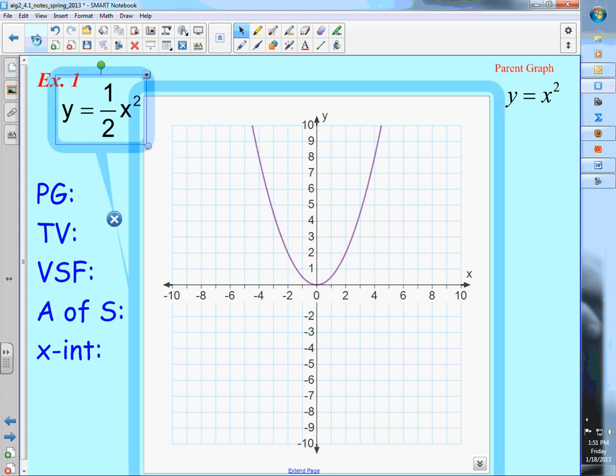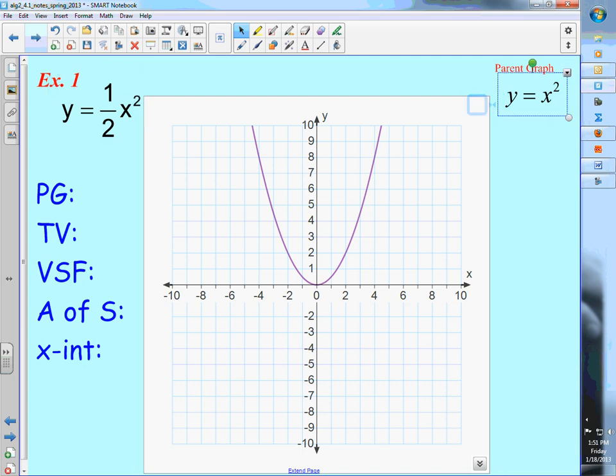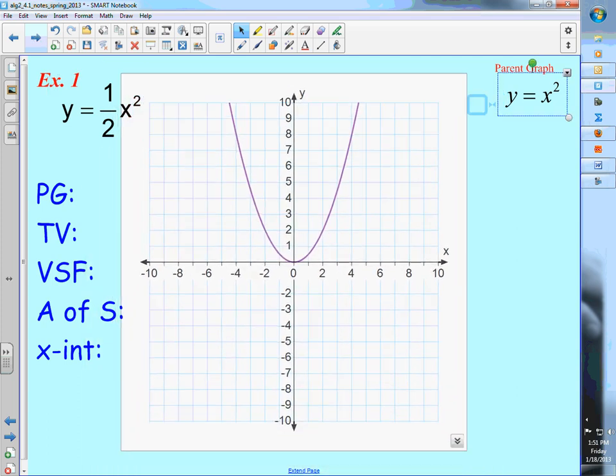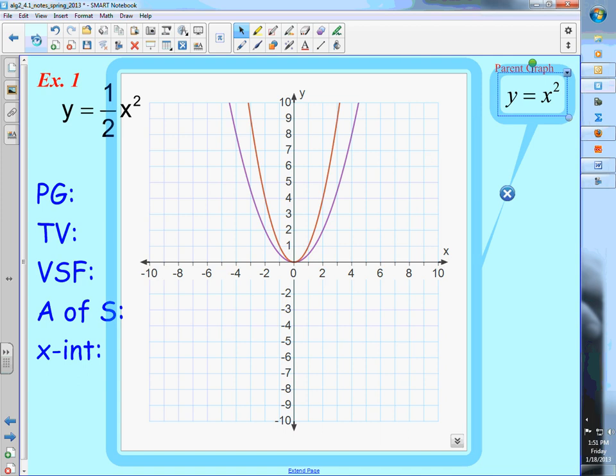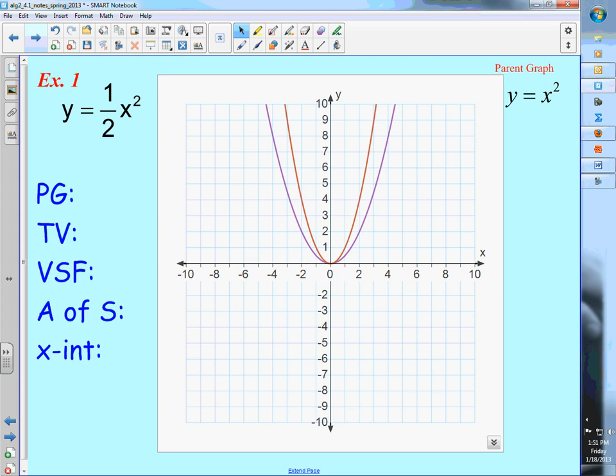If we graph it, we can also put the parent graph on there, you can see it. So you can see the parent graph here in red, and then the purple will show the graph that we have here. If you make your list, your parent graph is going to be y equals x squared. What's your translation vector? 0, 0. We have no movement whatsoever on that. And then the vertical stretch we said was a half.